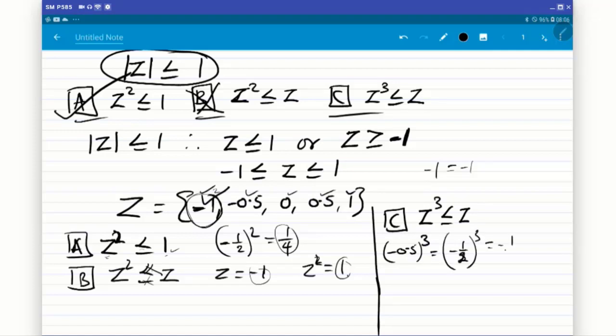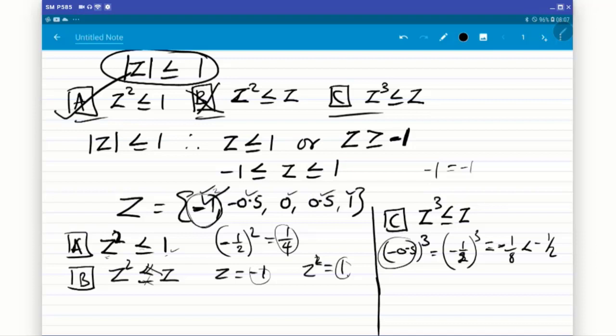Now, minus 1 over 8, is it less than minus 1 over 2? Our Z is minus 1 over 2, we are checking as minus 0.5. So, is minus 1 over 8 less than minus 1 over 2? That's what we are checking. Now, is it less or not? You can check. Now, how do you check this?